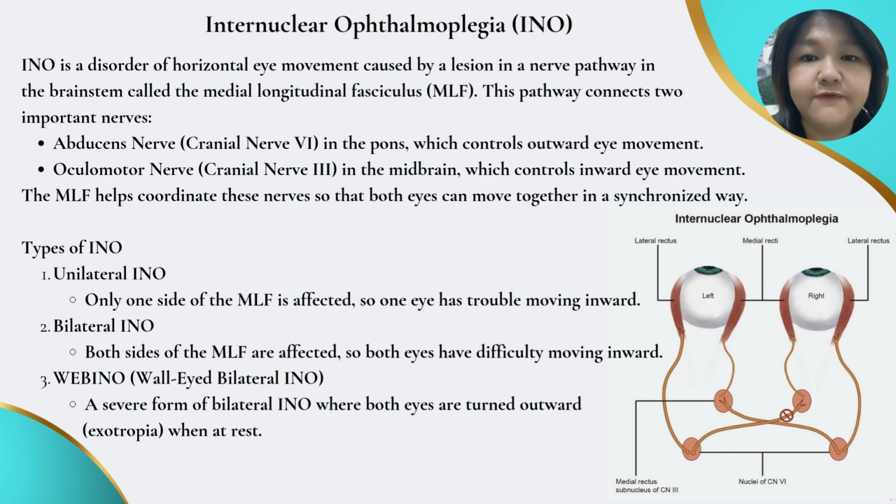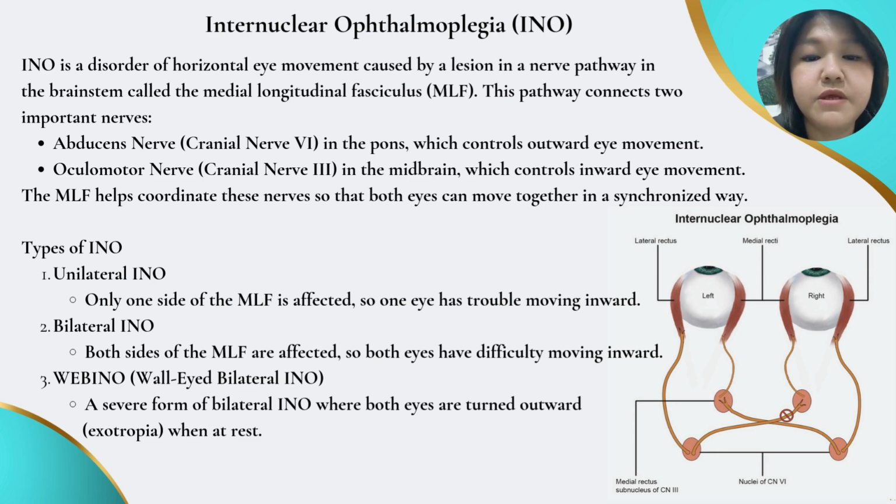The abducens nerve, cranial nerve 6, which is located in the pons and controls outward eye movement. The oculomotor nerve, cranial nerve 3, located in the midbrain, which manages inward eye movement. The role of the MLF is to coordinate these two nerves so that our eyes move together in a synchronized way. When the MLF is affected by a lesion, it disrupts this coordination, resulting in INO.